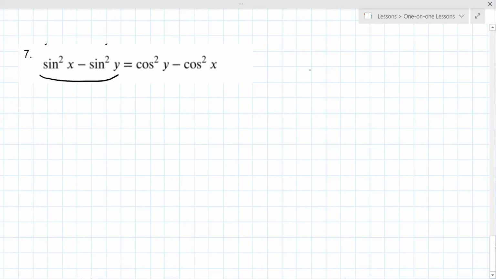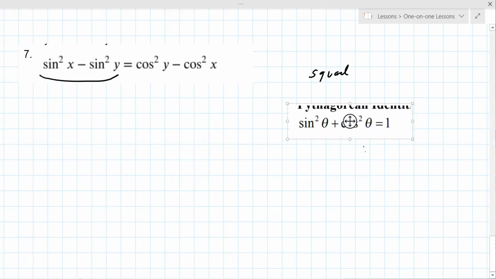Whenever you see a squared, you want to think identities. On that cheat sheet, the identity is sine squared theta plus cosine squared theta equals 1. It's great that there's an identity, but you have to know how to use it. Like in the previous problem, where we used a 1 plus, you can solve this for either sine squared or cosine squared.